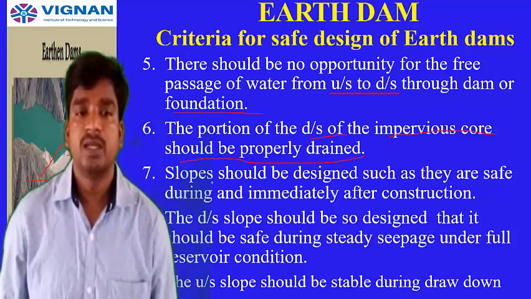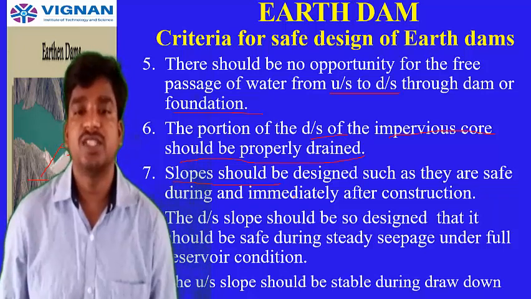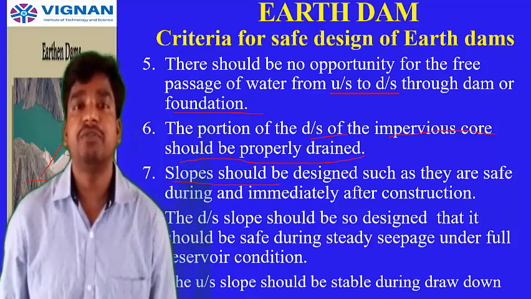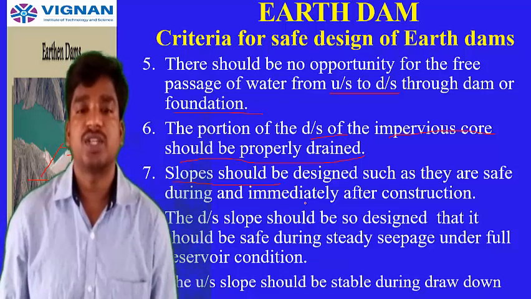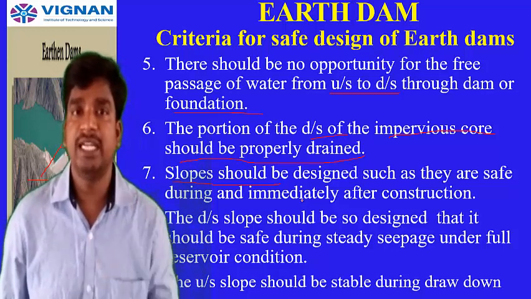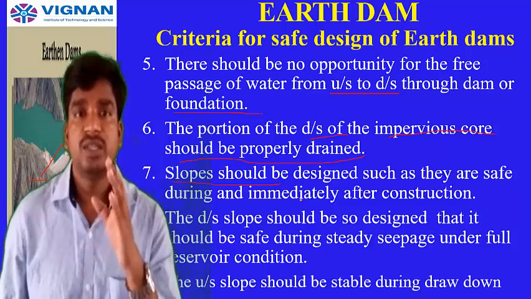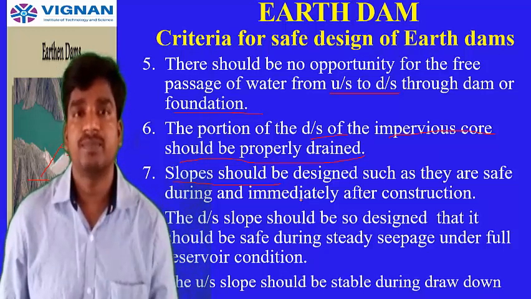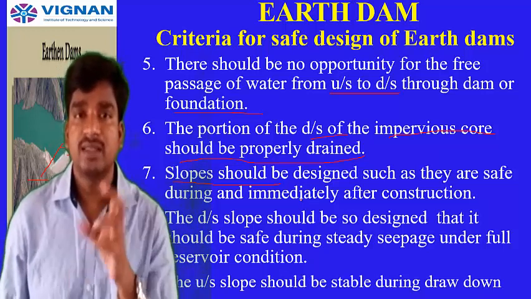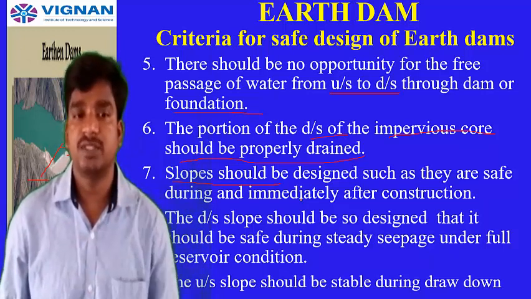Okay. Now, the next important point is slopes should be designed such that they are safe during the construction and immediately after construction. So during the construction also, the embankments or slopes should be maintained properly without any damage, and after the construction also they should be maintained properly. Okay, then only the dam will be stable, otherwise stability cannot be achieved.